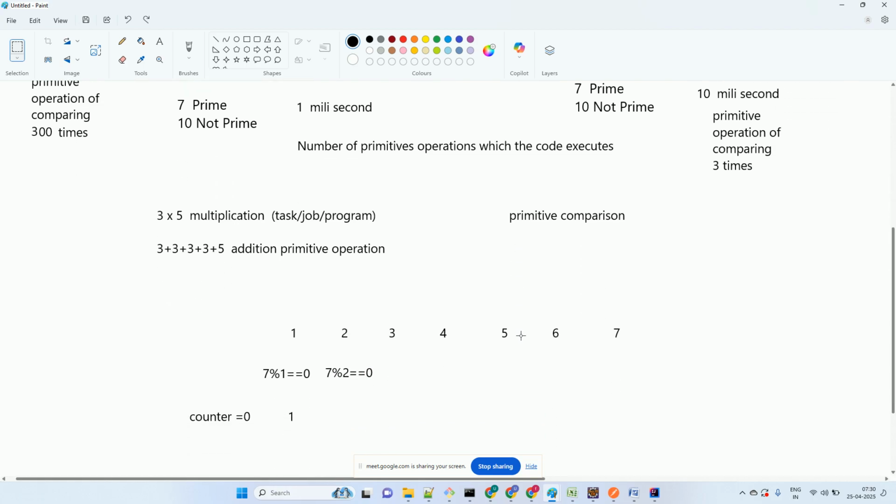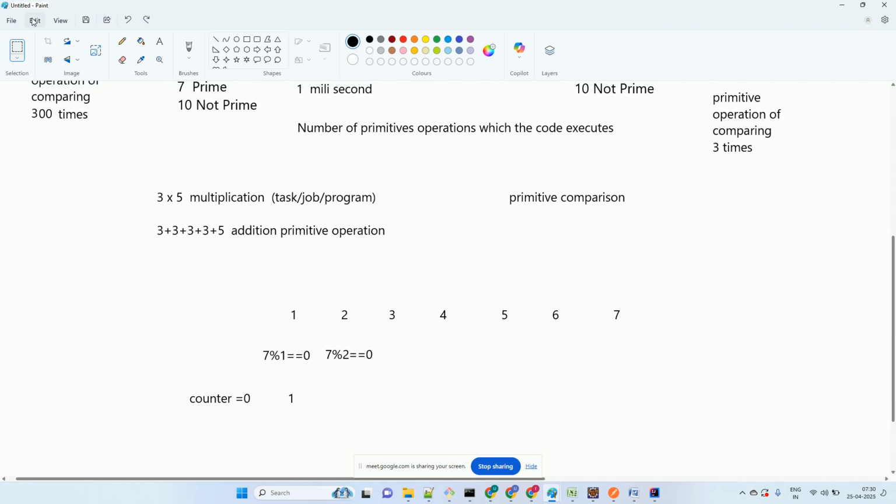Someone's mic is on, if he or she can unmute it.